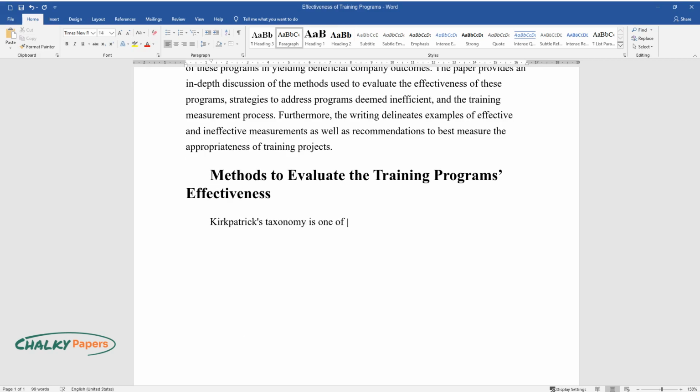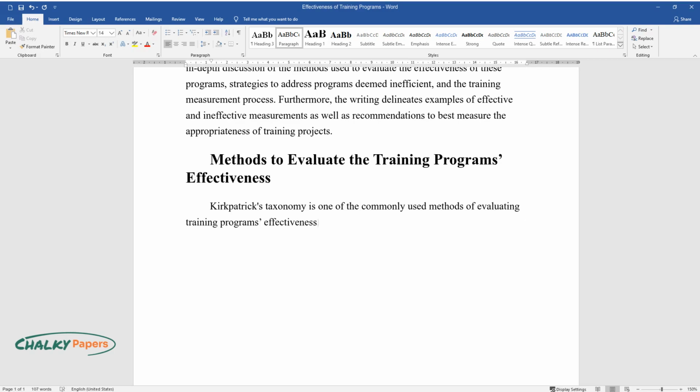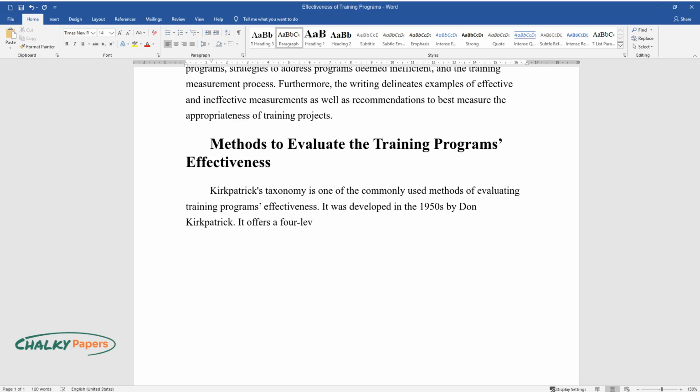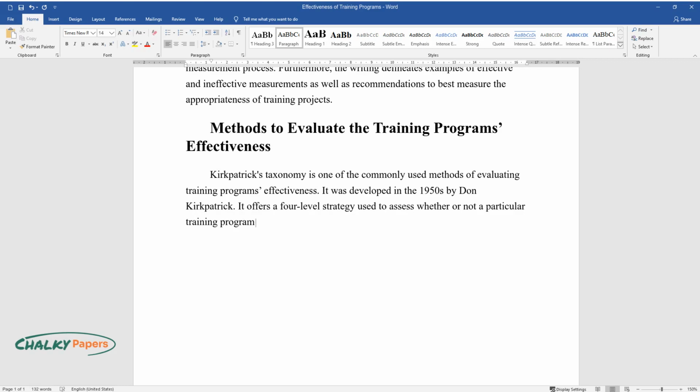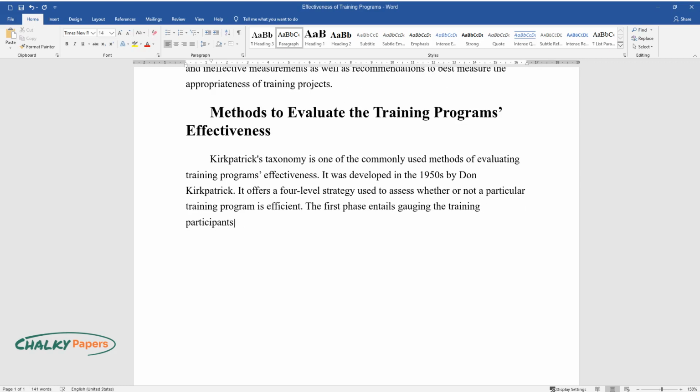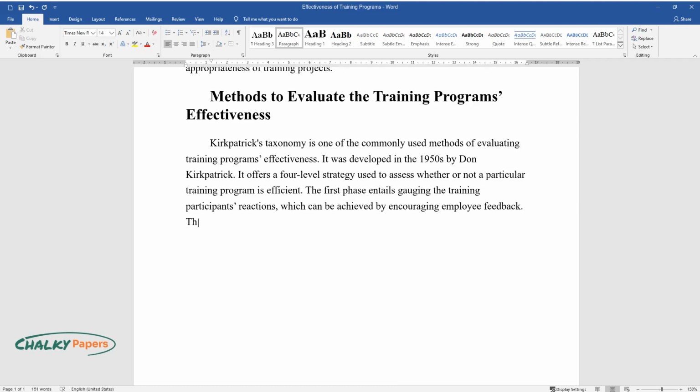Kirkpatrick's taxonomy is one of the commonly used methods of evaluating training programs' effectiveness. It was developed in the 1950s by Don Kirkpatrick. It offers a four-level strategy used to assess whether or not a particular training program is efficient. The first phase entails gauging the training participants' reactions, which can be achieved by encouraging employee feedback.